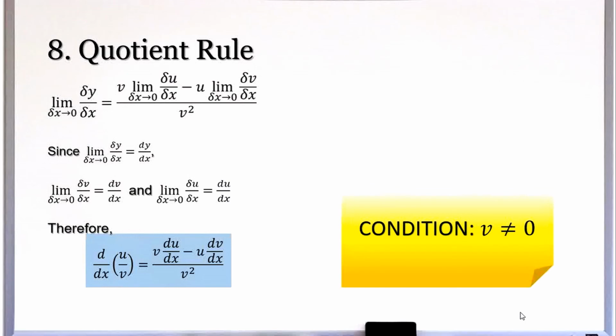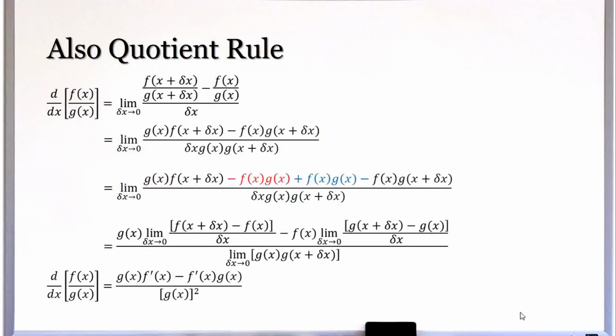Same as the product rule, we also can prove it using the method earlier, which is we add something and minus out something of the same quantity. So in this case we will add f of x times g of x and we minus out f of x times g of x. At the end of the day, we will still get the same quotient rule with different notation. Alright, so this is all for today.